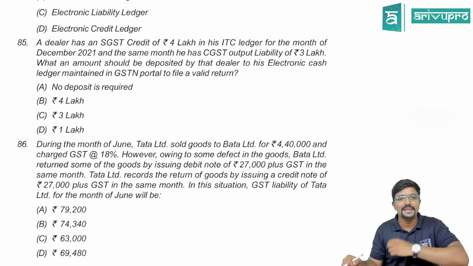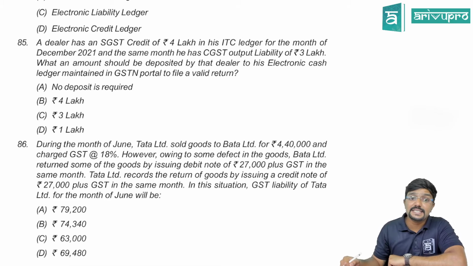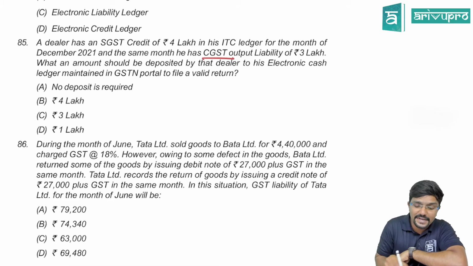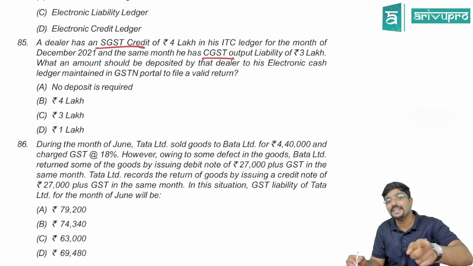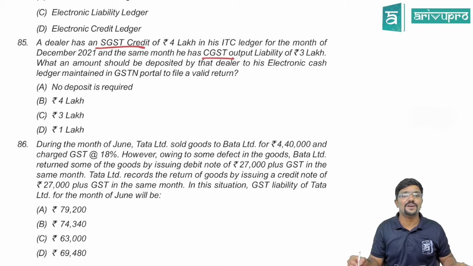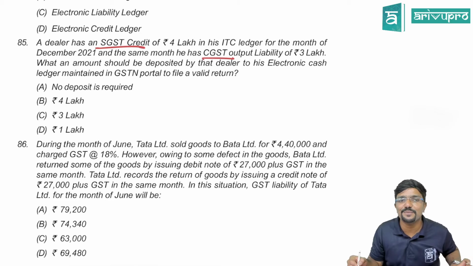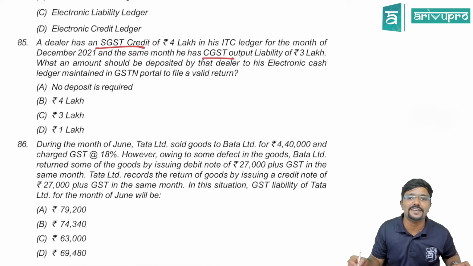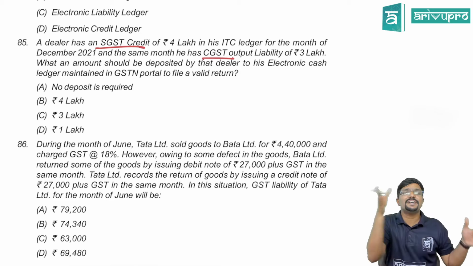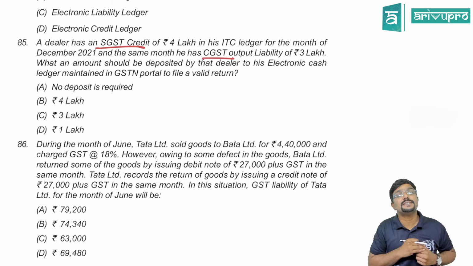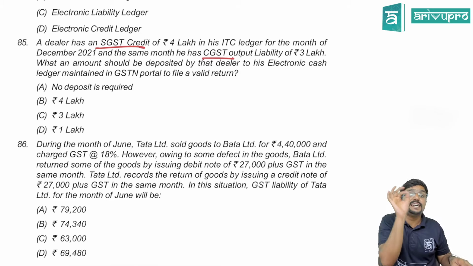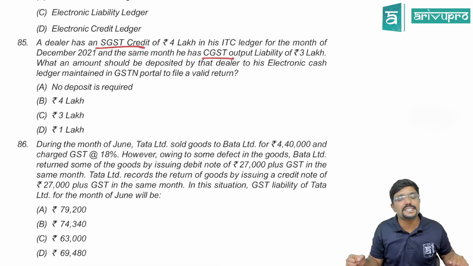85th. A dealer has an SGST credit of 4 lakh in his ITC ledger for the month of December 2021, and in the same month he has a CGST output liability. See, he has SGST credit, whereas the CGST liability is 3 lakh. What amount should be deposited by that dealer into his electronic cash ledger maintained on the GST portal to file a valid return? See, now SGST credit cannot be utilized to pay CGST liability.